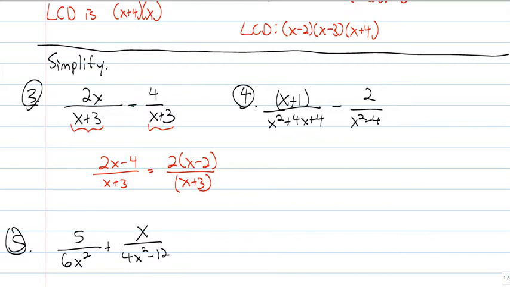Alright, let's look at number 4. Before I do anything, I need to simplify this. So, I am going to just look at what this looks like when I factor it. 4x plus 4, that's x plus 2 and x plus 2. And then I have a minus 2 over x plus 2, x minus 2. Okay, so my LCD here, I'm going to just write it out so I can work with it later. I need two x plus 2's and an x minus 2. You need both of them because there's already 2 under this fraction.